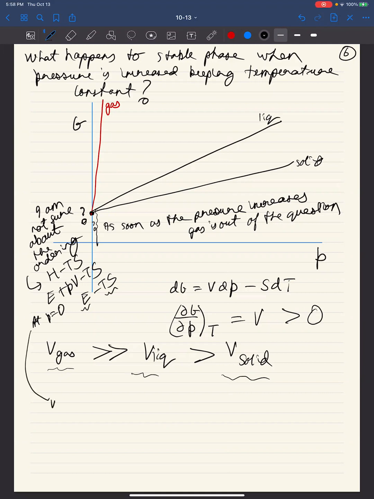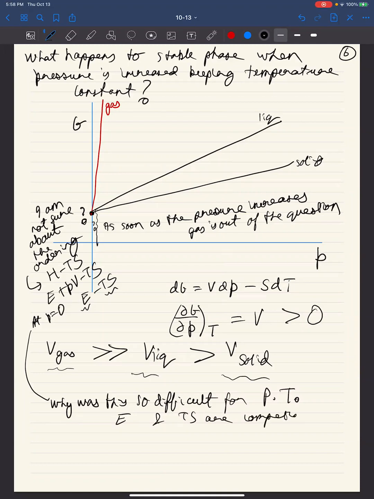So why was this so difficult for PT, which is my initial, is because E and TS are competing. So you have to think very, very carefully. It might be an answer. Maybe I did not think through carefully. But the point being that I'm not going to care about it too much, because this conclusion that gas is going to explode in free energy is robust, because the slope is just so much higher.